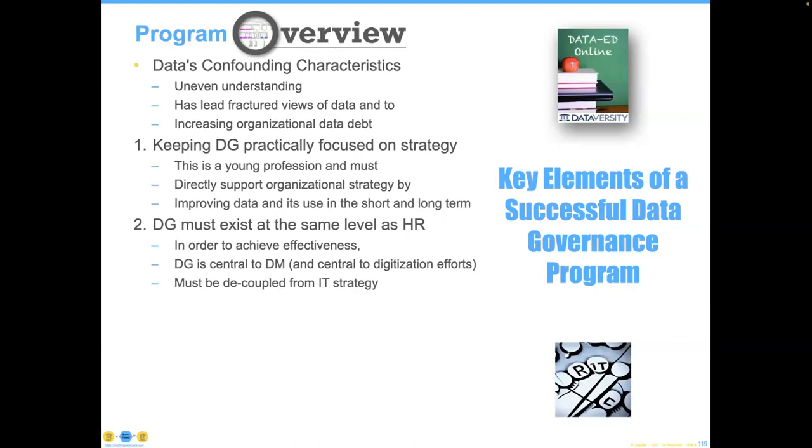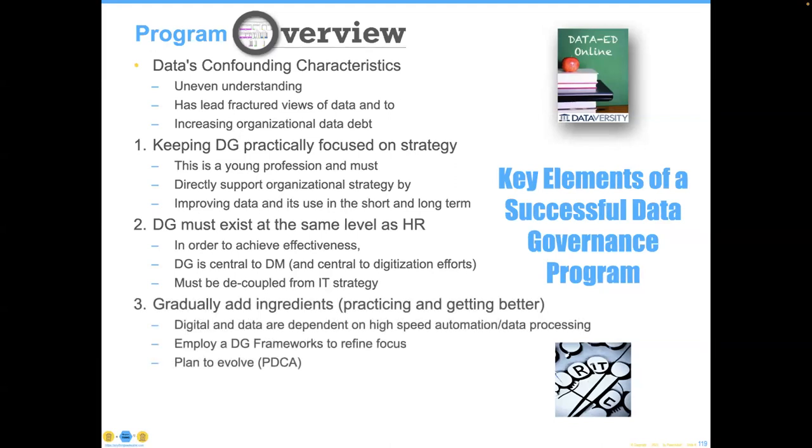Data governance must exist at the same level as HR. We need to develop specialist effectiveness. Governance and data management are both central to digitization efforts around that, and again, decoupled entirely from IT strategy. Finally, gradually add the ingredients with the idea that we're trying to enable this high-speed automation, employee frameworks to refine focus around that, but keep in mind that this is an exercise of plan, do, check, act in that sense here, and learn to get better at storytelling.